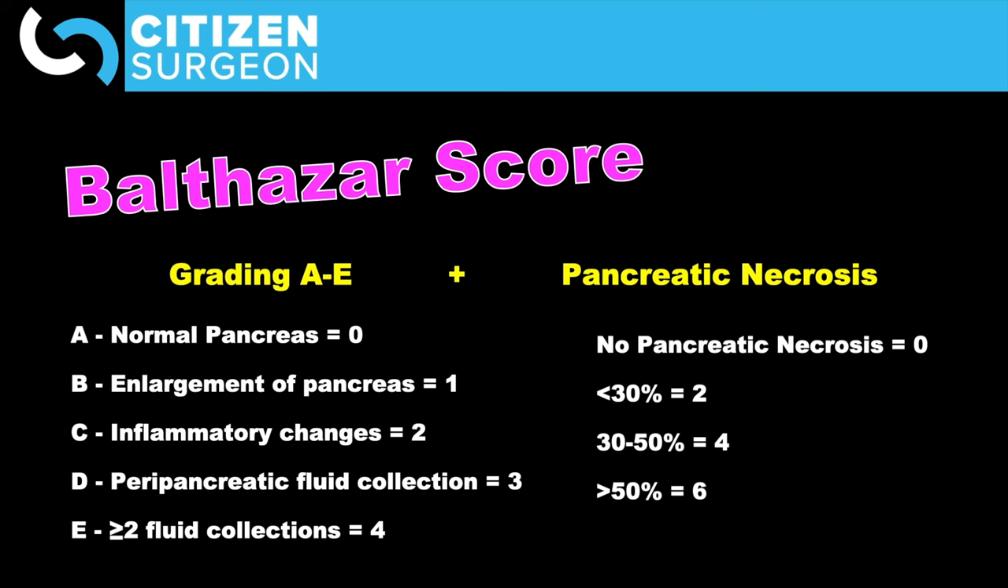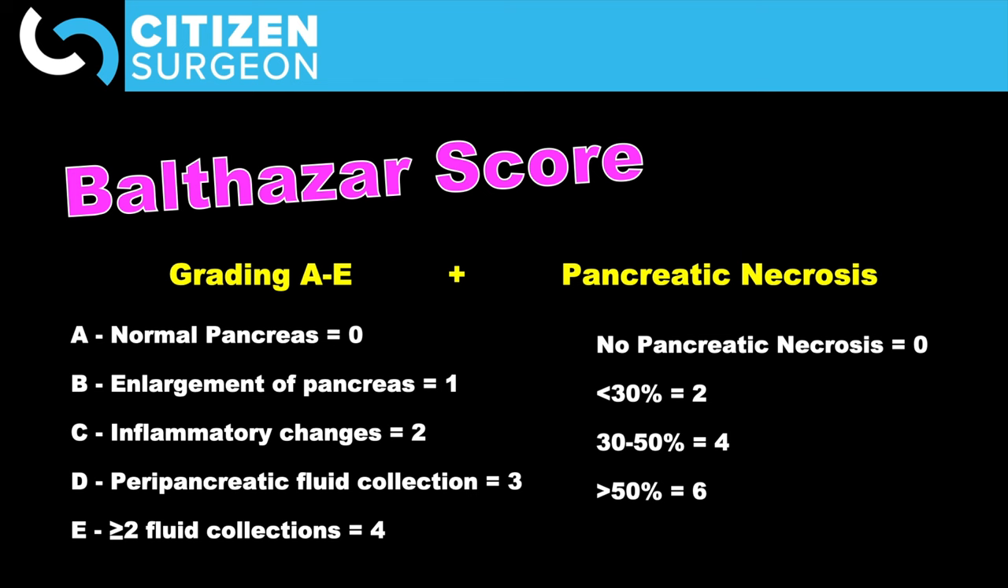Now we add that to the pancreatic necrosis. So if there is no pancreatic necrosis, we get a score of 0. Less than 30% gives us a score of 2. 30 to 50% is a score of 4, and greater than 50% necrosis is a score of 6.